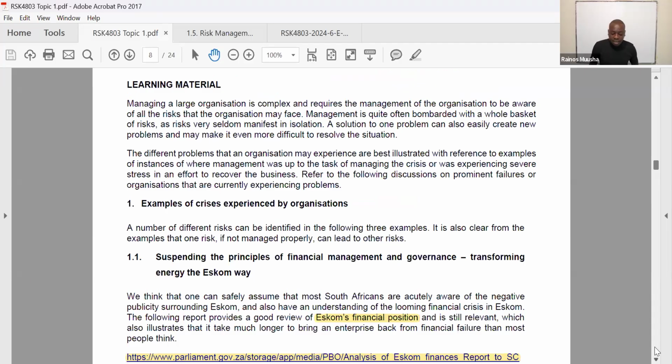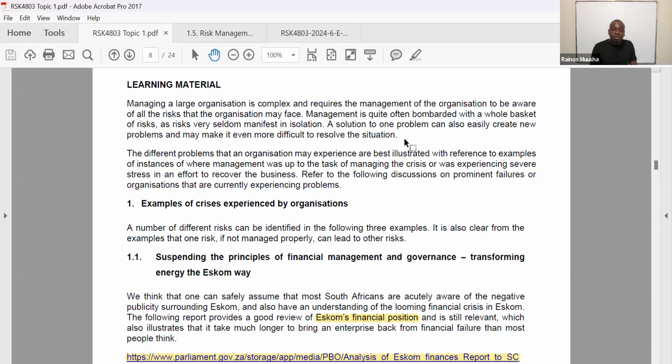So here, under learning material, the lecturer says, managing a large organization is complex and requires the management of the organization to be aware of all the risks that the organization may face. Management is quite often bombarded with a whole basket of risks, as risks very seldom manifest in isolation. So a solution to one problem can also easily create new problems and may make it even more difficult to resolve the situation.